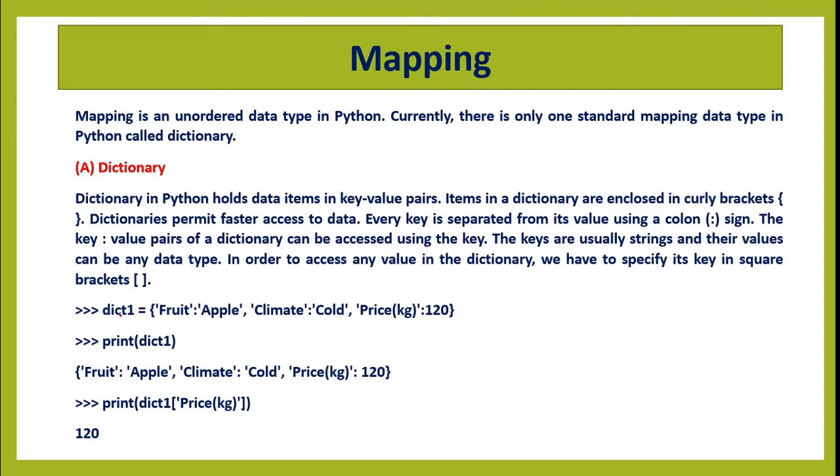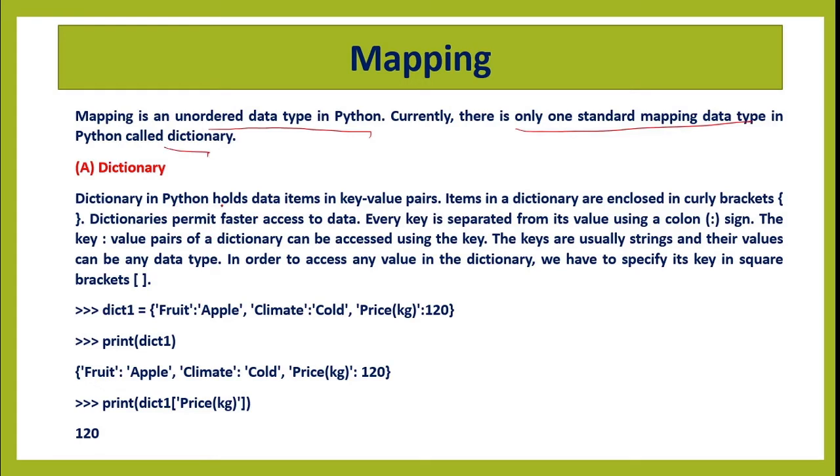The next one is mapping. So it is an unordered data type in Python. Strings, list, tuples are ordered data types. Mapping is the unordered data type. So there is only one standard mapping data type in Python. So that is dictionary.